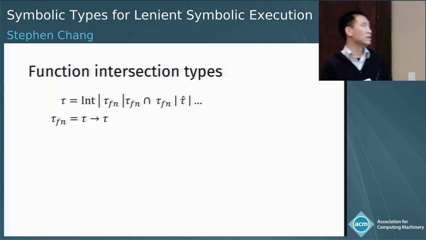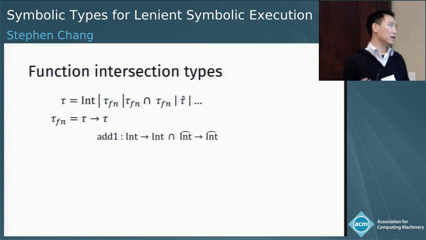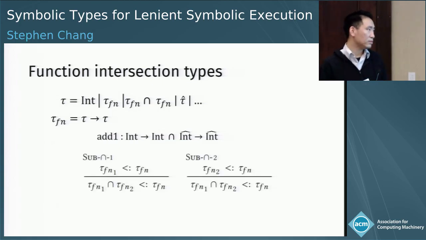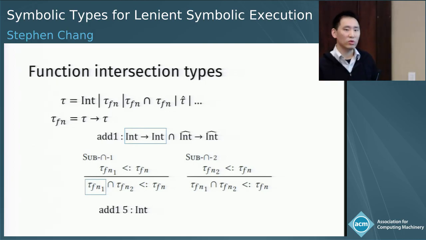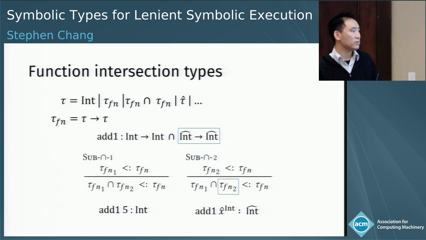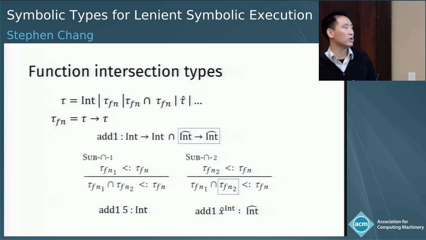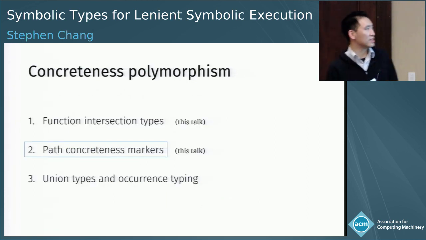So here I've just extended the types with intersection types. And what this allows us is to assign a function like add1 a type of concrete int to concrete int intersected with symbolic int to symbolic int. So now, using the standard rules for intersection types, if I apply add1 to a concrete value, that expression will preserve its concrete type. But at the same time, I can still use add1 with symbolic values, and that expression will properly be assigned a symbolic type. All right, so now let me talk about the second part.